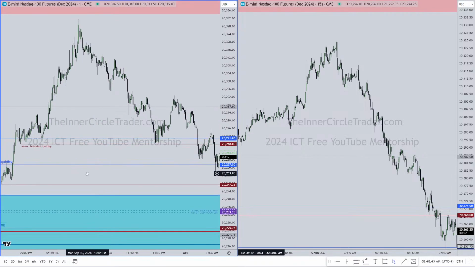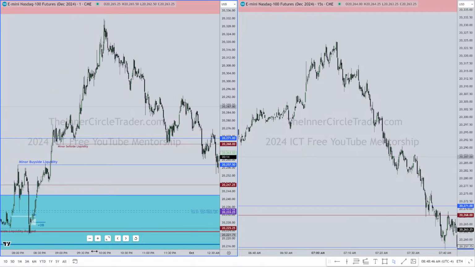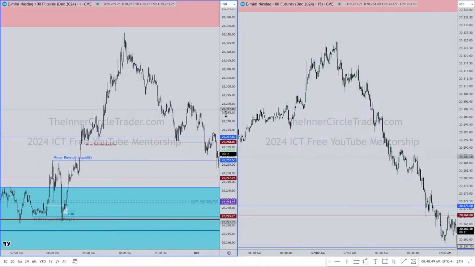But ultimately, you can see it end up becoming a market maker sell model, which is shown here.